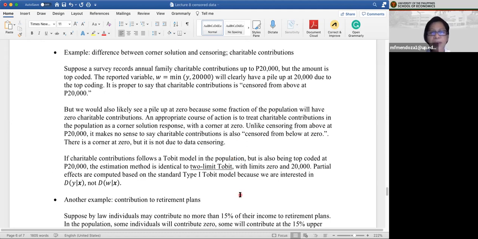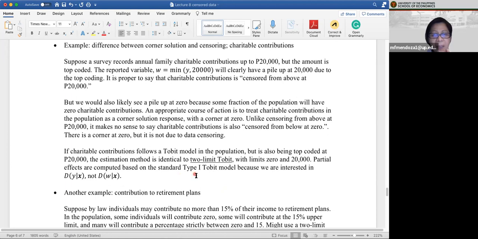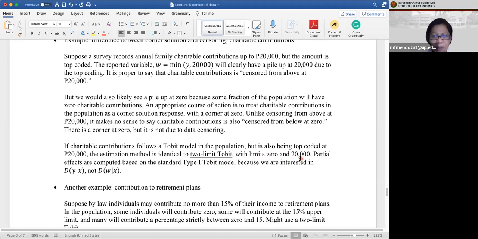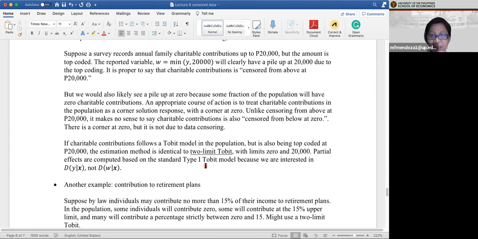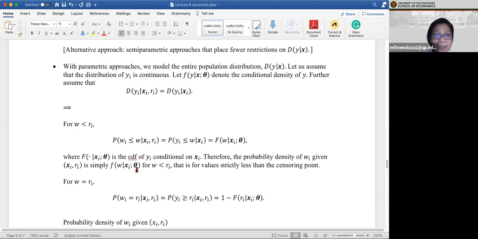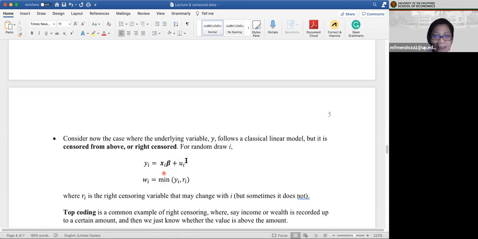So what do you do if you have both this corner solution at zero and data censoring from above at 20,000? Then the estimation method that you can use is the two limit Tobit with limit 0 and 20,000. So this is the lower limit and this is the upper limit. However, partial effects are computed based on the standard type 1 Tobit model because we are interested in the conditional distribution of y given x, not the conditional distribution of w given x. That's why we're estimating these betas.